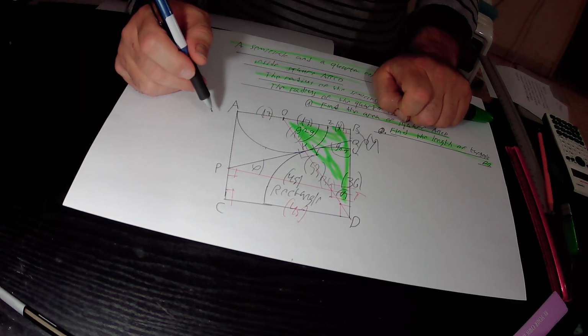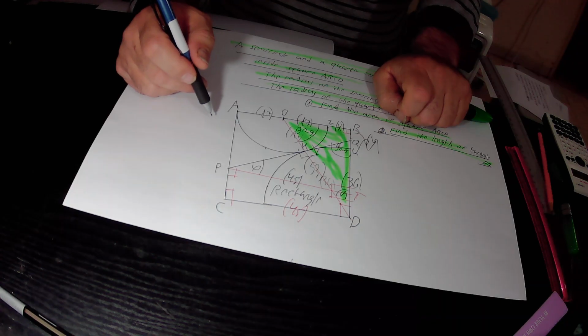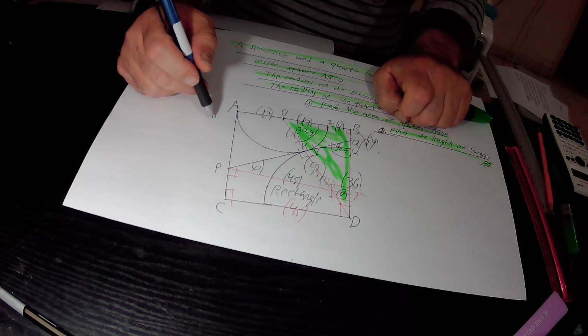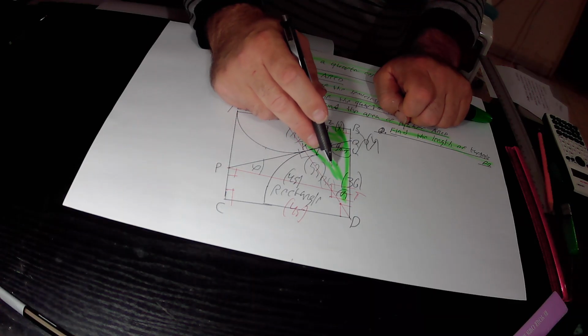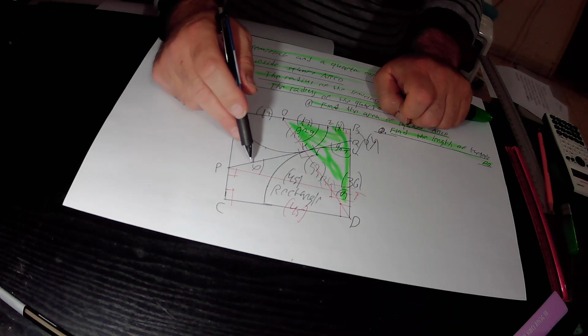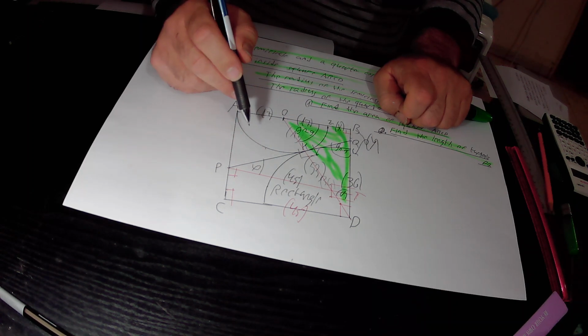According to the sum rule, the sum of the angles in any triangle is equal to 180 degrees. 90 degrees minus alpha plus alpha is 90 degrees, and 90 degrees plus 90 degrees is equal to 180 degrees. That is the sum of the angles in any triangle. Therefore, this third missing angle must be equal to alpha.